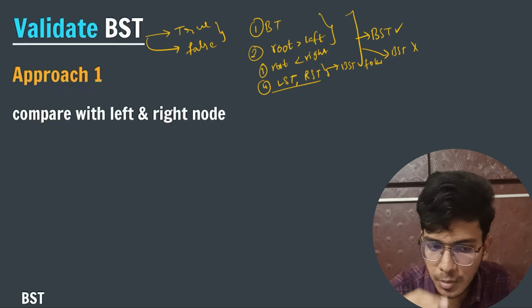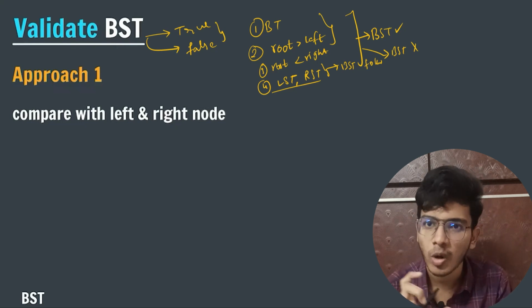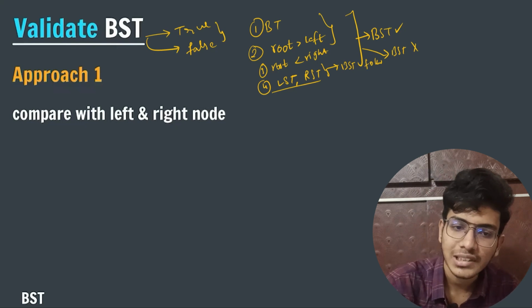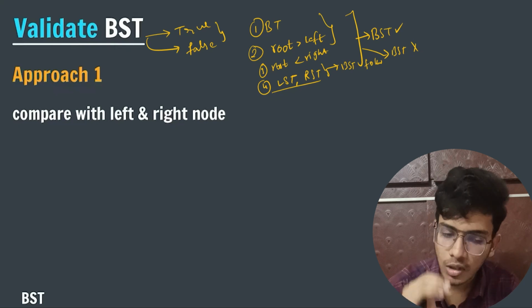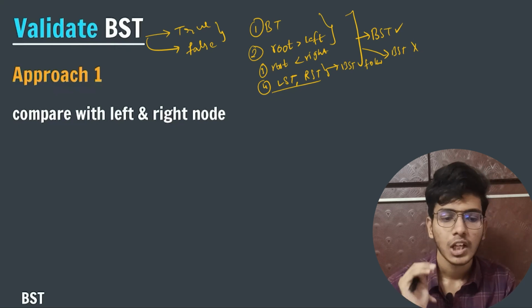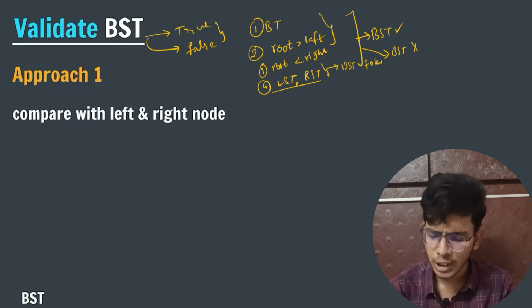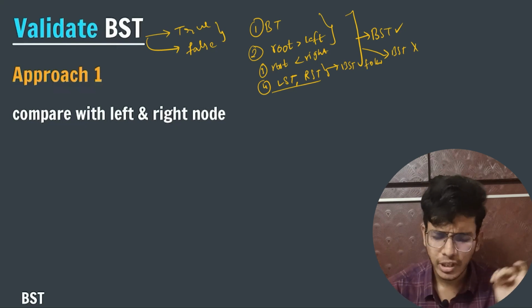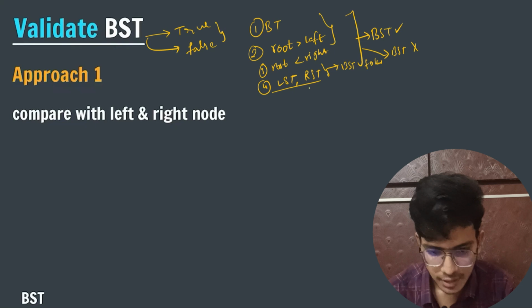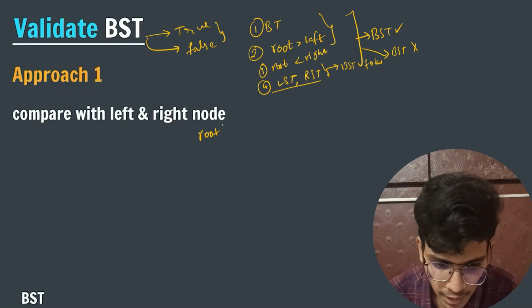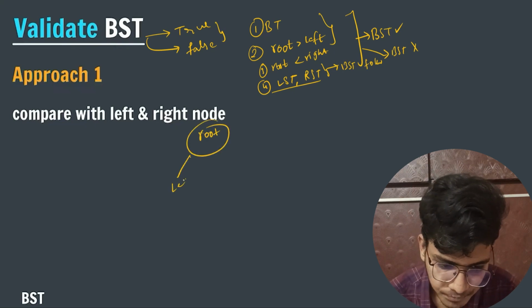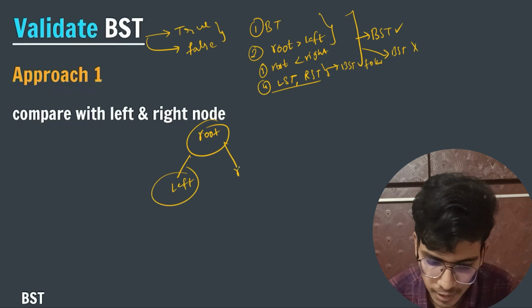Now let us talk about our first approach. I hope you have understood what a valid BST is and what the question is asking. So in the first approach, if you think intuitively, at the very basic level, you will get an idea that this is my root node, this is my left part and this is my right part.